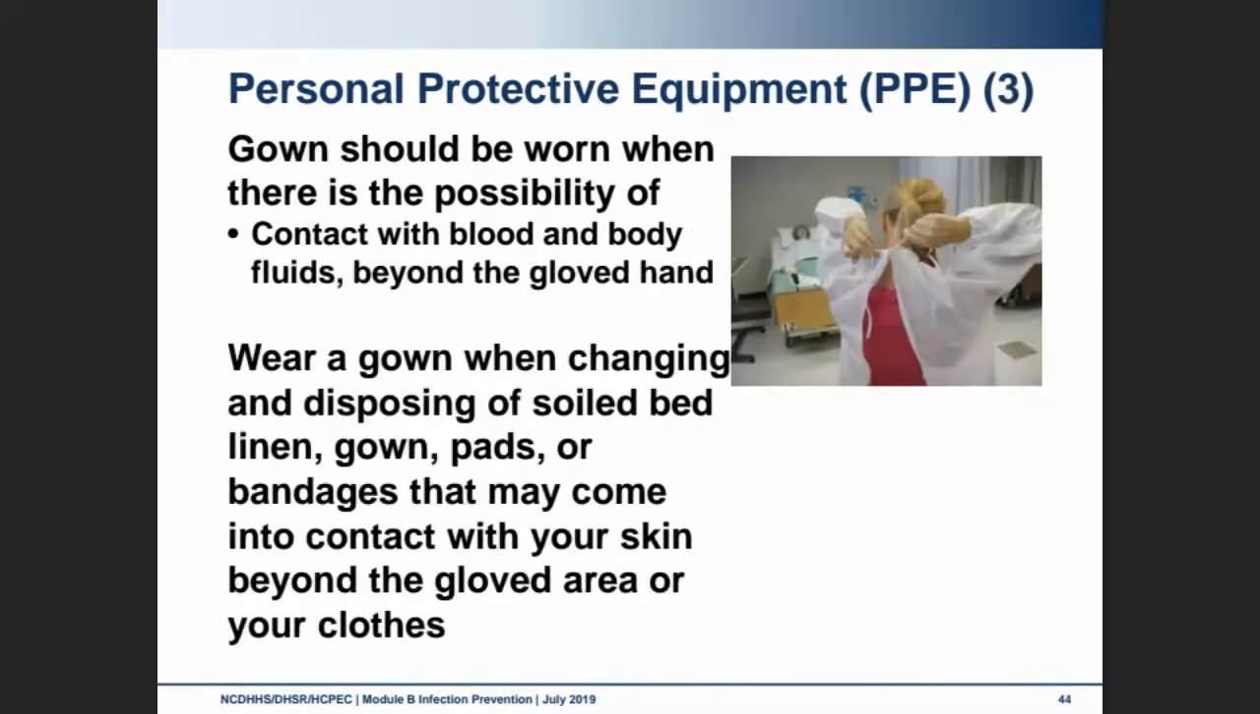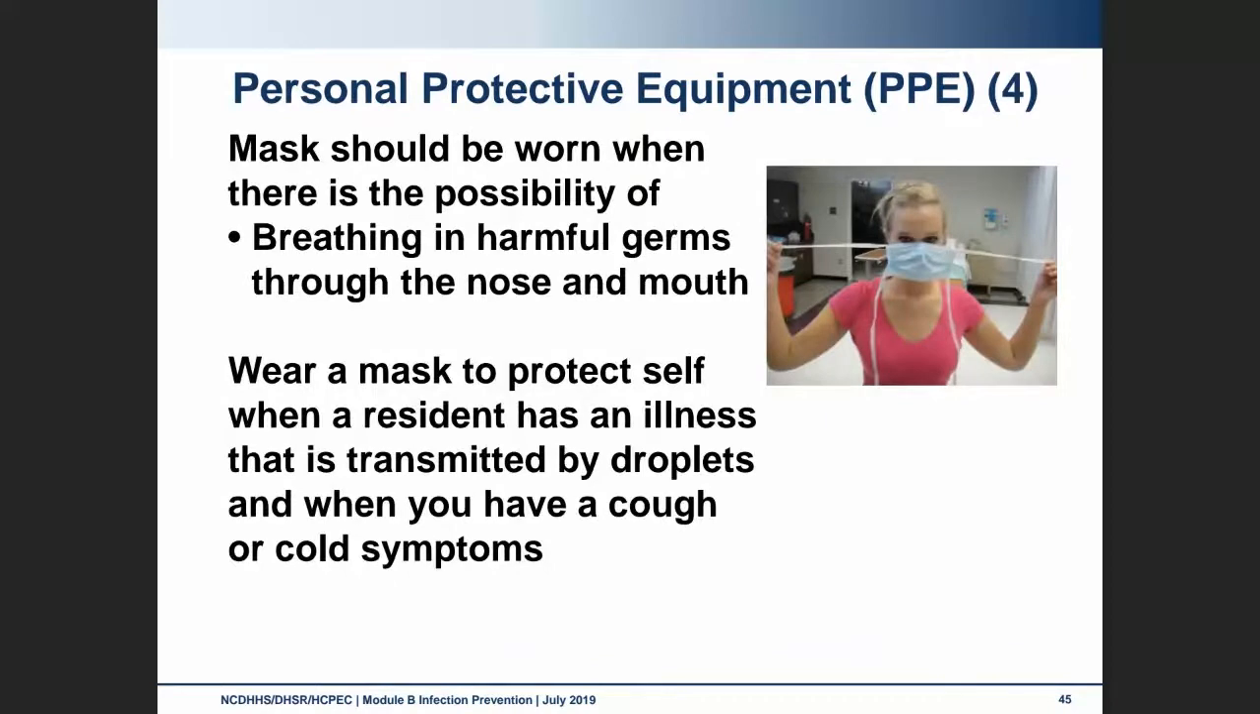PPE can also include gowns that protect our skin and clothes. These are worn when there is a chance that blood or body fluids may go beyond the gloved hand. Personal protective equipment may also include masks or goggles or a face shield of sorts.